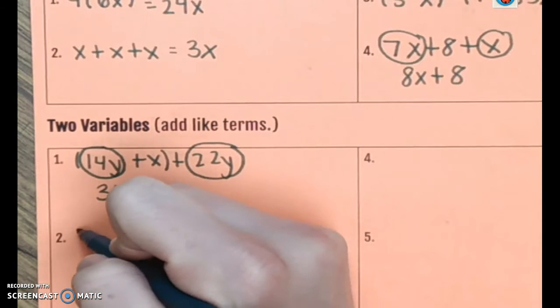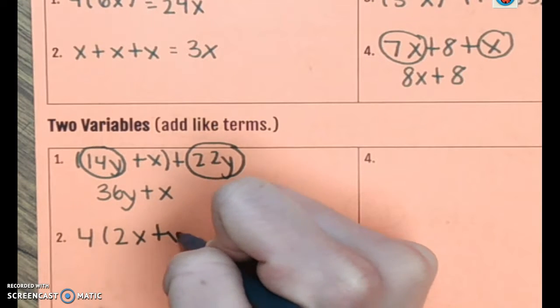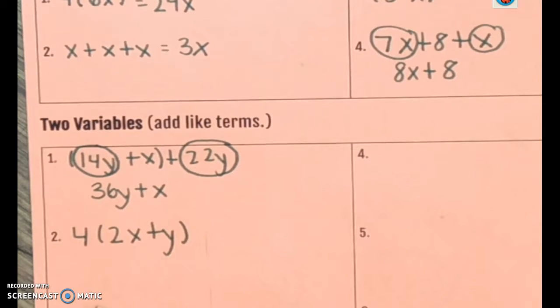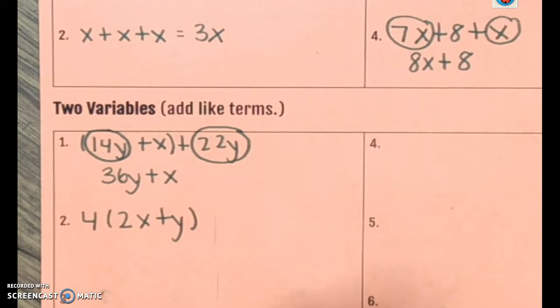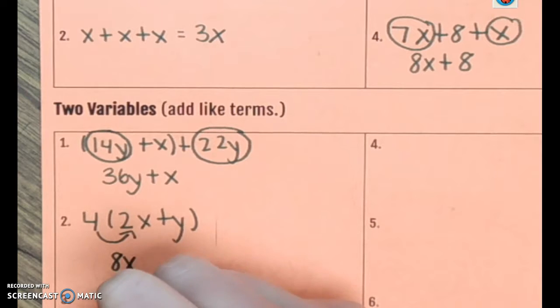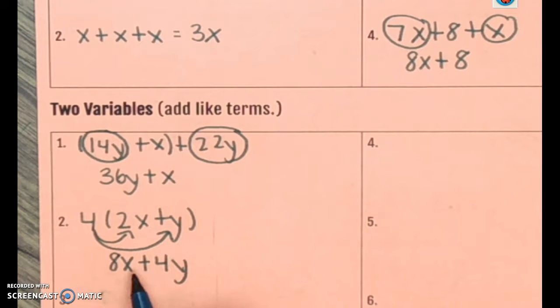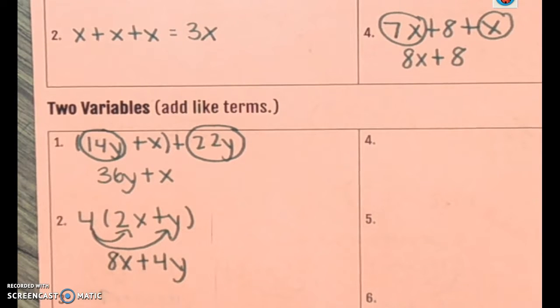Okay, next one I'm going to show you is 4, then in parentheses, 2x plus y. This is set up like the distributive property, so that's what we're going to do. We're going to do 4 times 2x is 8x. And then 4 times y is 4y. We cannot add these two together because they have different variables at the end.